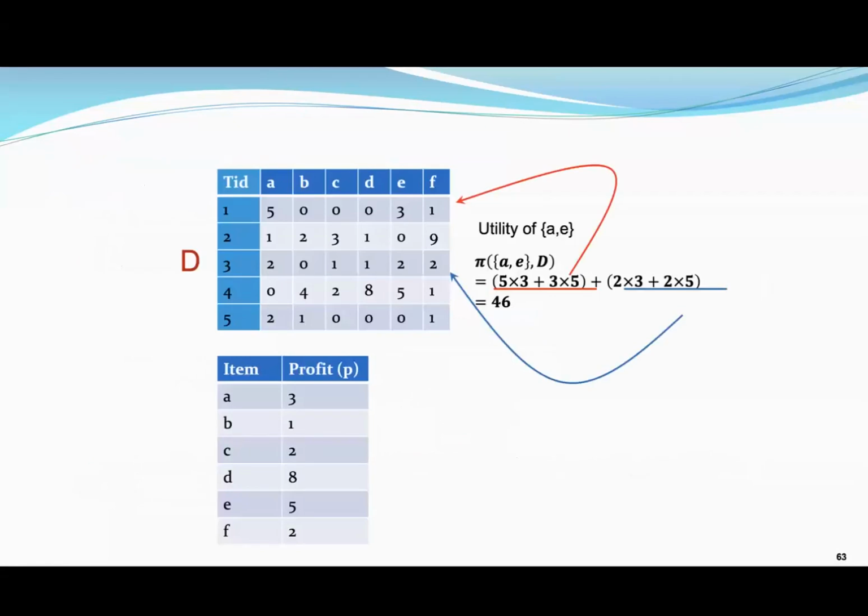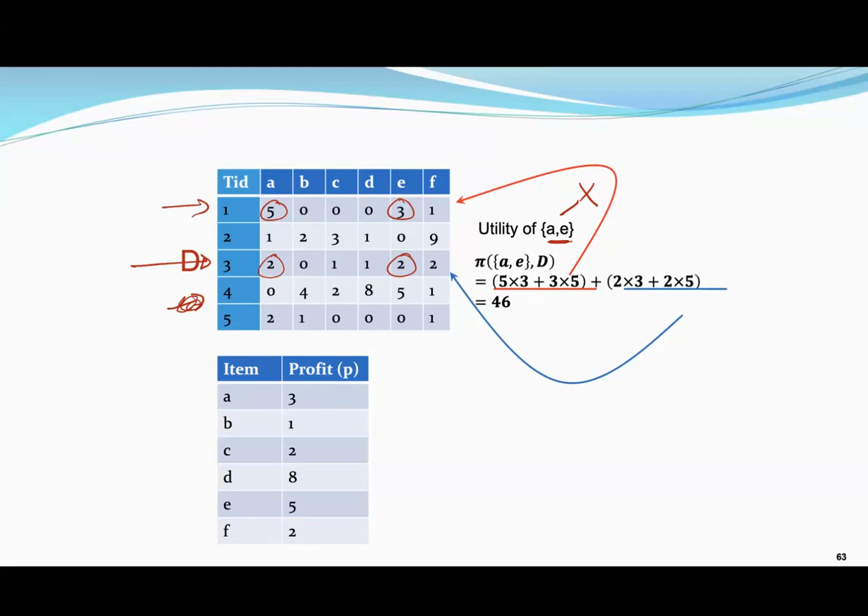Okay. So here's an example of how we find the utility. Let us consider the item set X being AE, and let's say we have this data set D. Among these 5 transactions, we notice that transaction 1 and transaction 3 contain, or support, AE. So in transaction 1 we have A and we have E. Transaction 3 we also have A and E respectively. The other transactions do not support this item set AE.